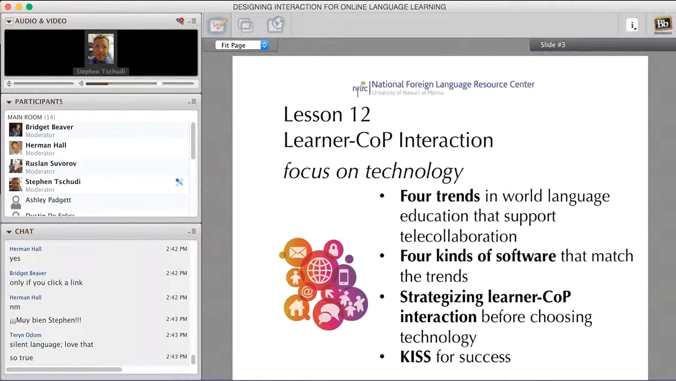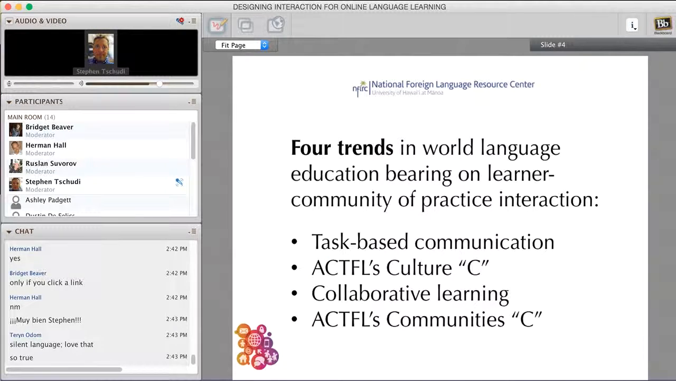Let's go ahead. I'm going to talk about 4 trends in world language education that support the idea of telecollaboration, 4 kinds of software that match each of these trends. Then I'm going to talk about strategizing learner and community of practice interaction before you choose technology, and finally KISS for success.